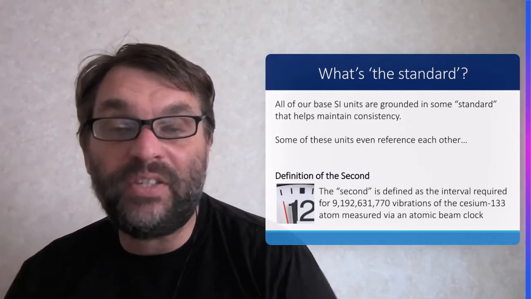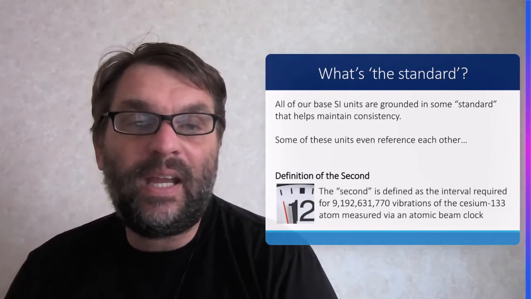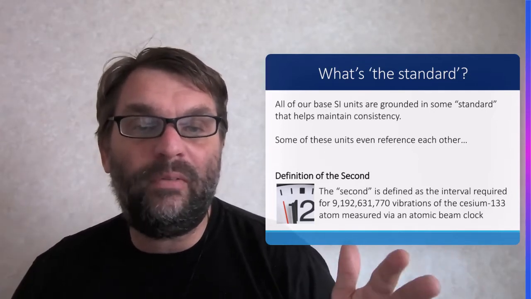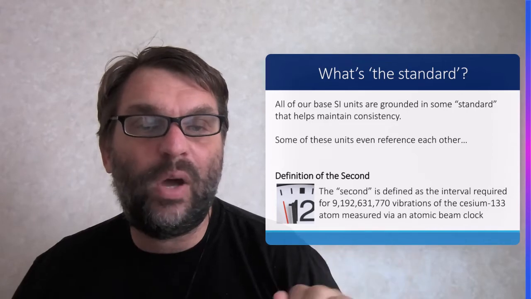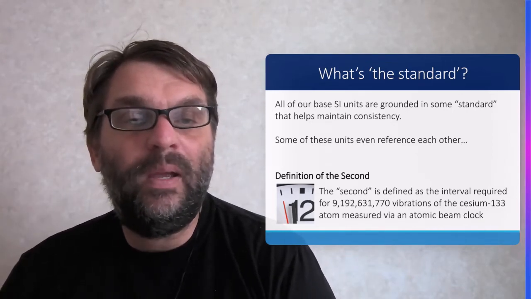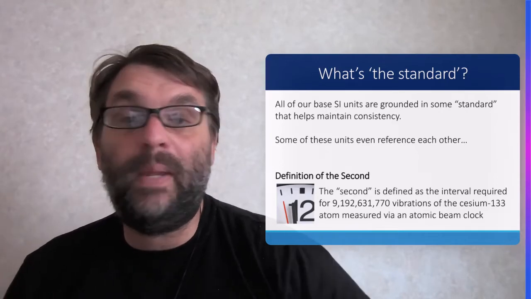For example, there's a definition of a second. A second is defined as the interval required for quite a number of vibrations, roughly 9 billion vibrations, of a cesium-133 isotope measured via an atomic beam clock.